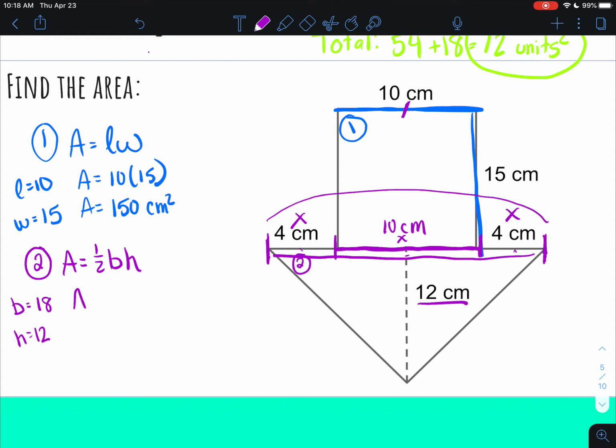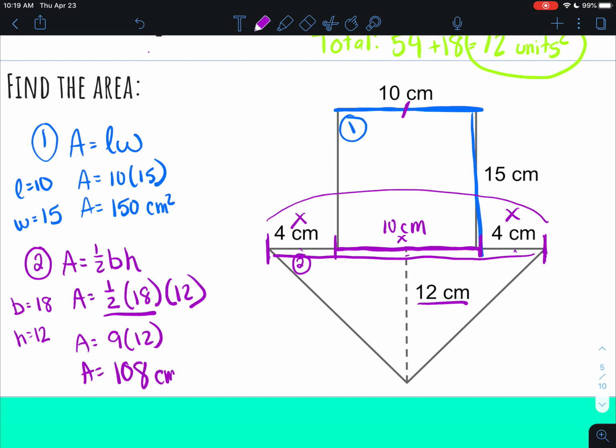Now that I know my base and my height, I can plug it into the formula. Area equals 1/2 times 18 times 12. So area equals 1/2 of 18 is 9. And then 9 times 12 is 108 square centimeters. Okay, don't forget to add up your areas. So the total is 150 plus 108. So you should get 258 square centimeters.